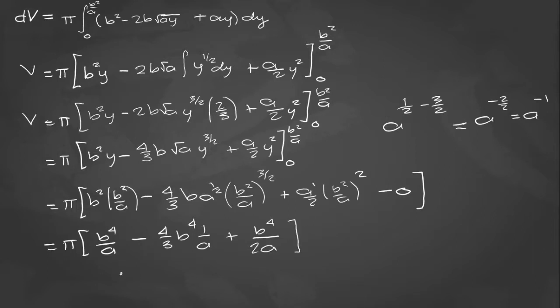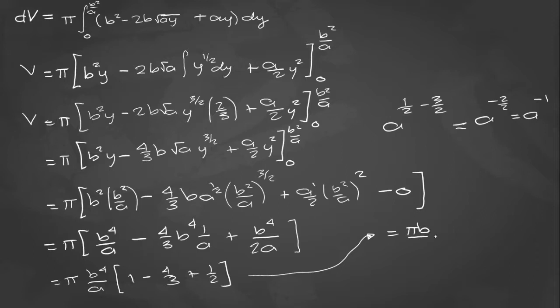Notice that we have a common factor here, that is b fourth over a. So if we factor out b fourth over a, we are left with 1 minus 4 thirds plus 1 half. Taking the LCD of our terms inside the bracket, we have pi b raised to 4 over a. So the LCD here is 6, since the lowest common multiple of 3 and 2 is 6.